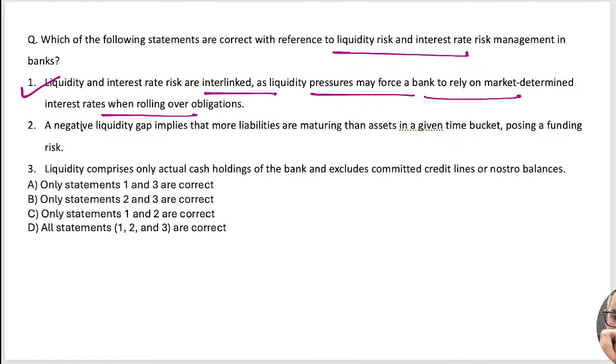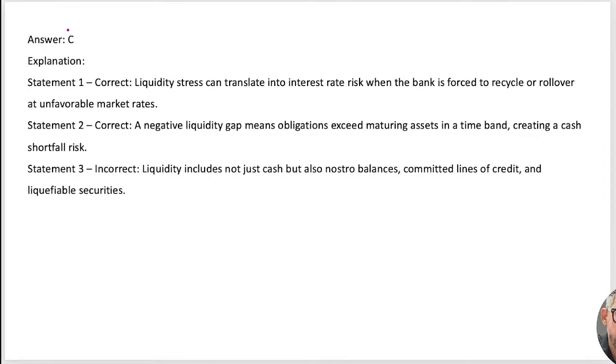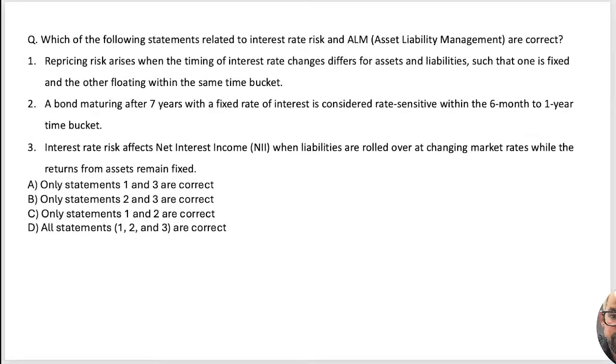The second one: a negative liquidity gap implies more liabilities are maturing than assets in a given time bucket. Yes. Liquidity comprises only actual cash holding of the bank and excludes committed lines, which can also be part of this. So 1 and 2, option C should be the right answer. Correct, guys? Next one.